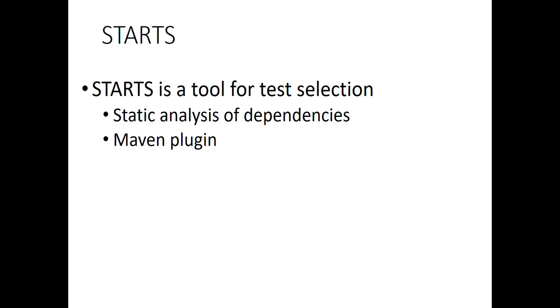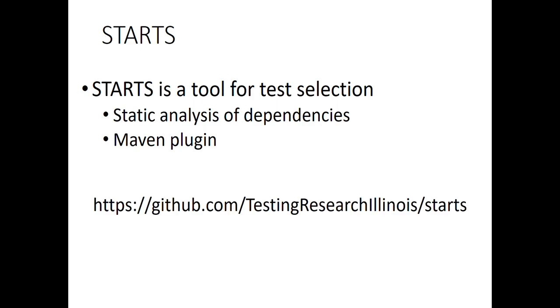STARTS is our tool for performing test selection. It performs test selection in the same way we saw earlier, and it determines dependencies through static analysis. STARTS is also a Maven plugin, meaning it can be included in any Maven project, and is available on GitHub.